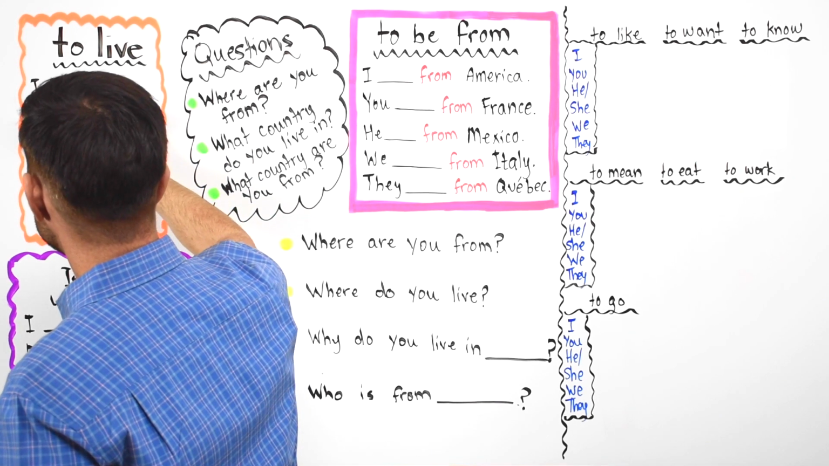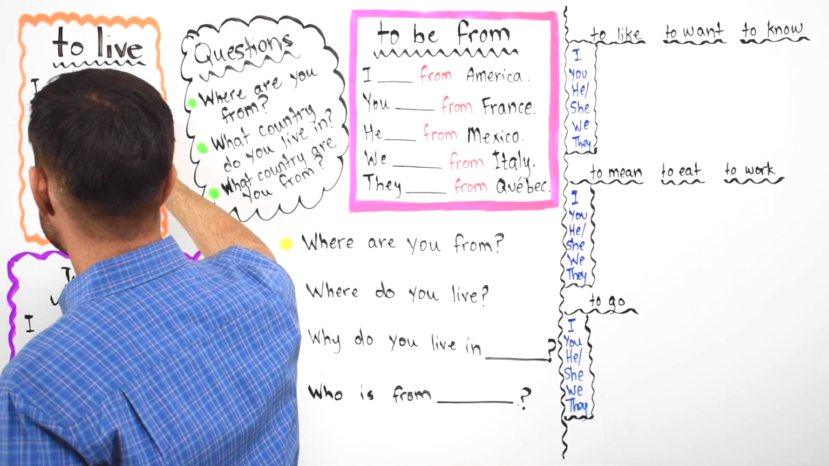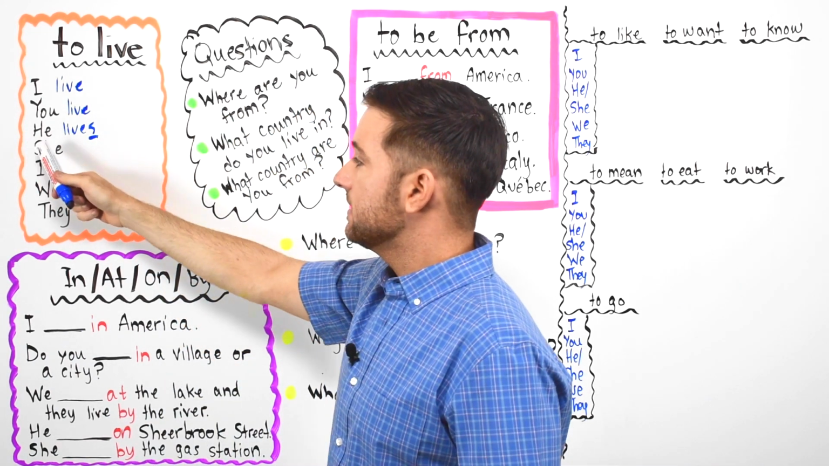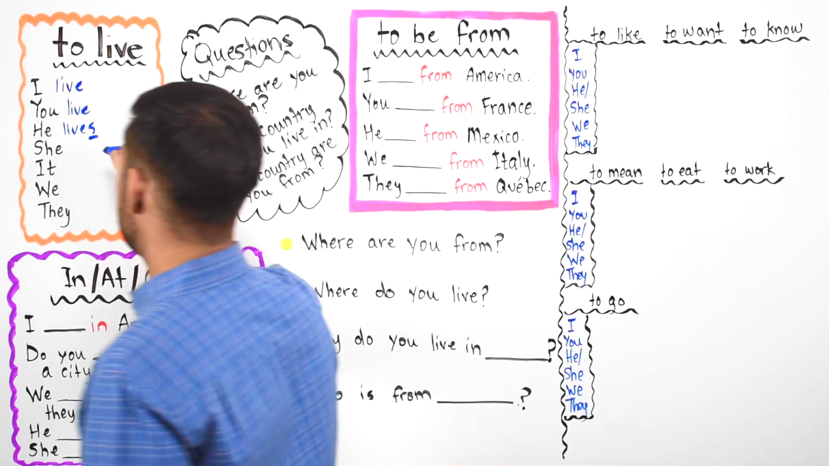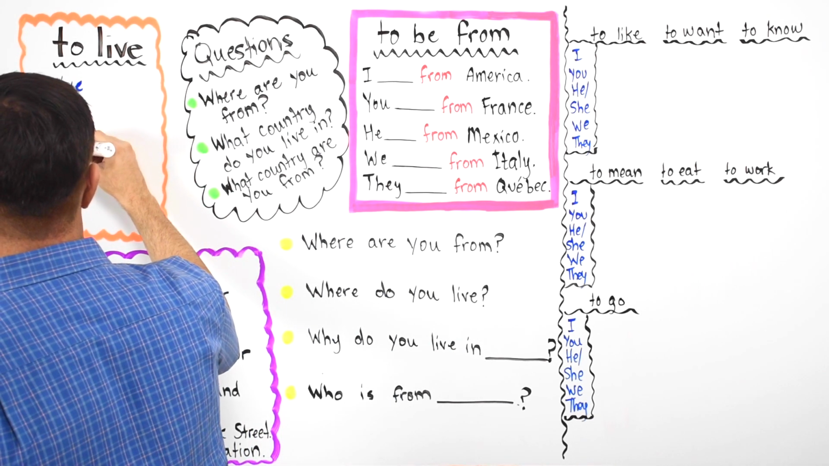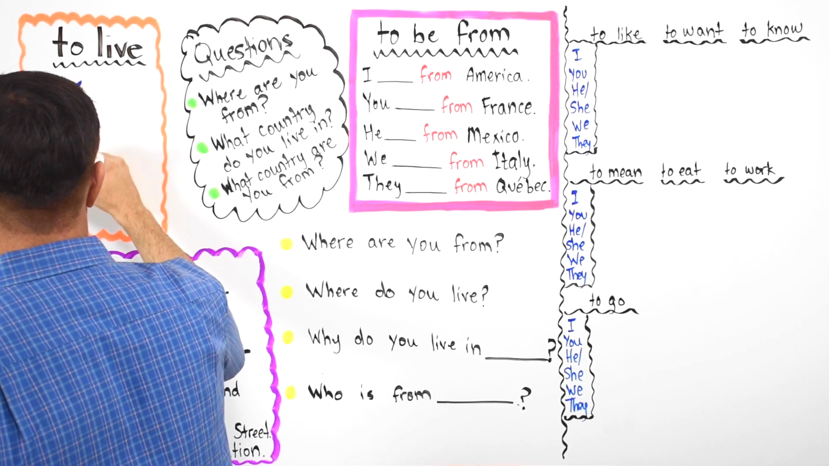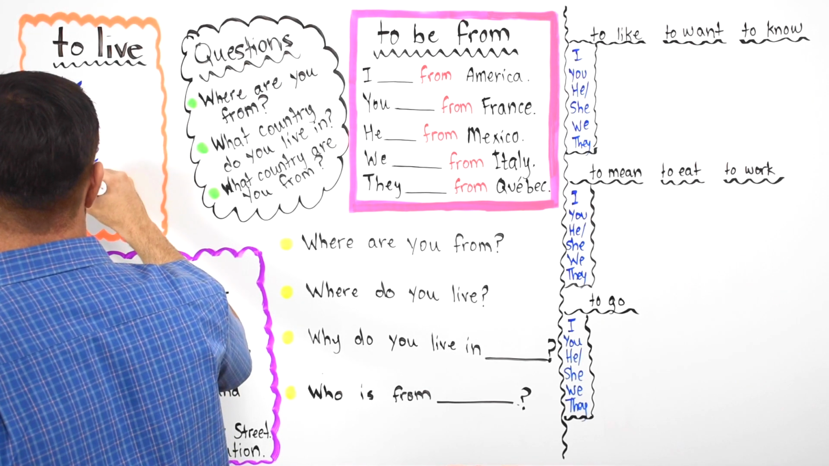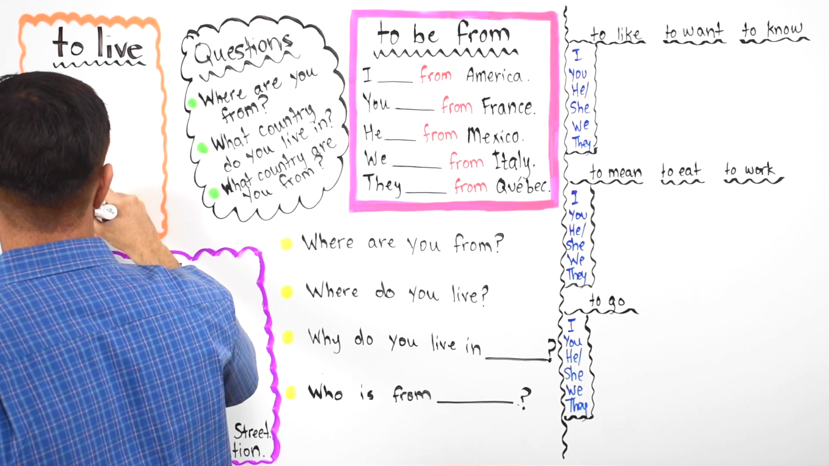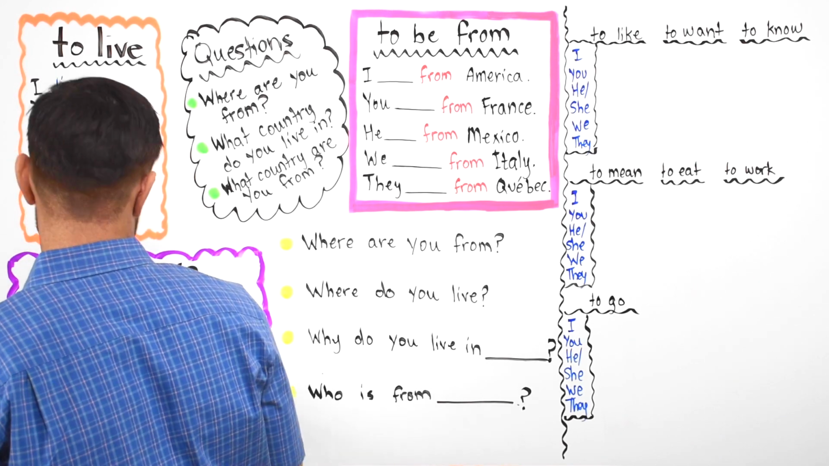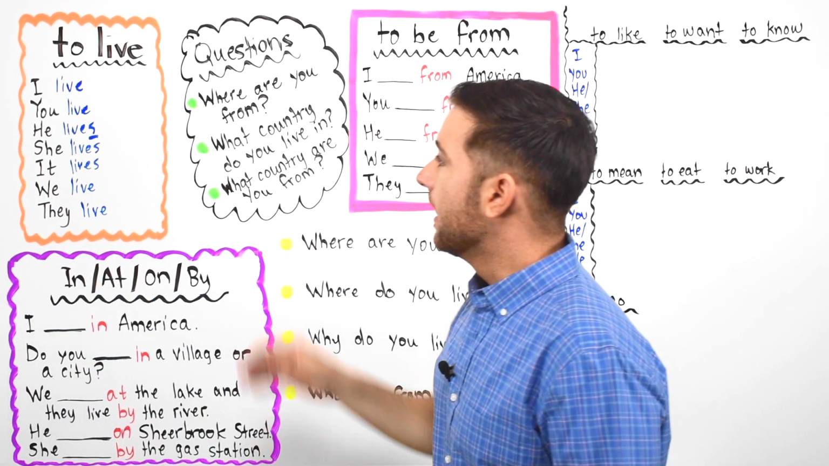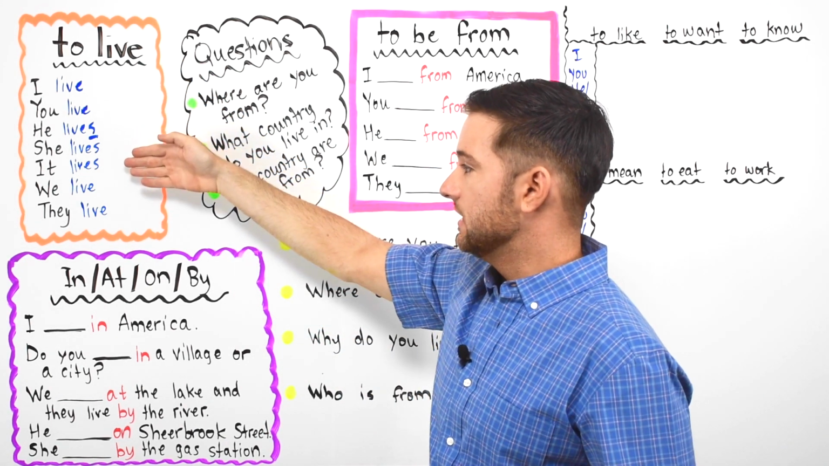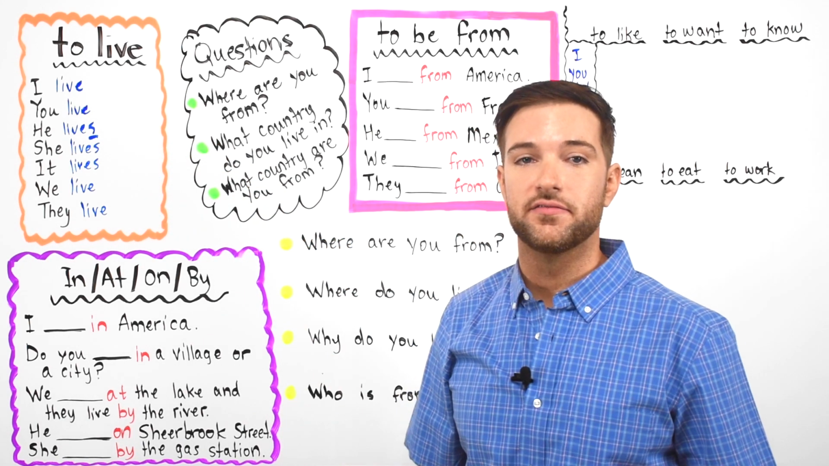L-I-V-E. He lives, L-I-V-E-S. Okay, remember, when it comes to the third person singular, we have an S at the end. She lives, same thing for feminine. It lives, okay, L-I-V-E-S. We live, and they live. Okay, so again, I live, you live, he lives, she lives, it lives, we live, and they live.